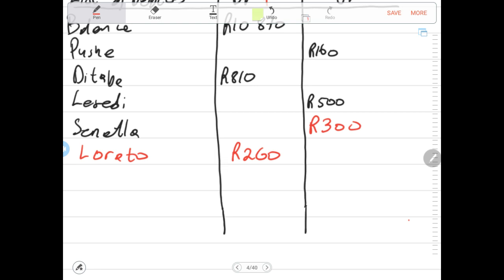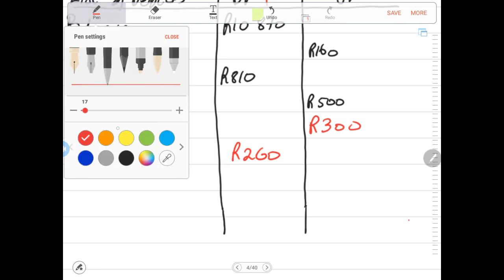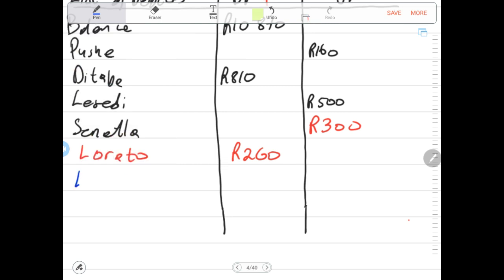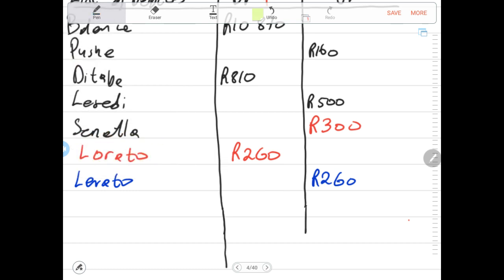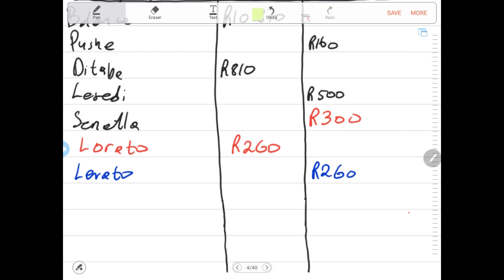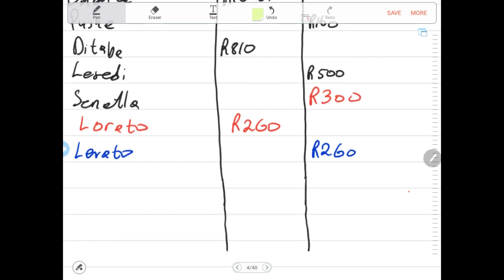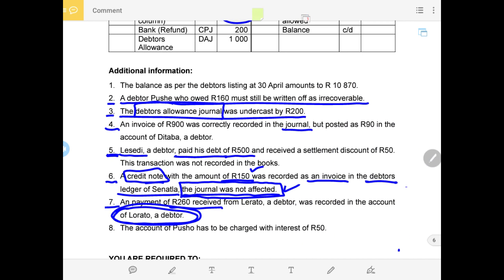Then now we are recording it the correct way. It was supposed to be recorded to Lerato. Oh, Lerato, sorry. Lerato, you are the one that's supposed to receive the 260. We received payment from you, therefore your account is supposed to decrease on the credit side. Whenever a customer pays, their account must decrease on the credit side. Now that was number 7.